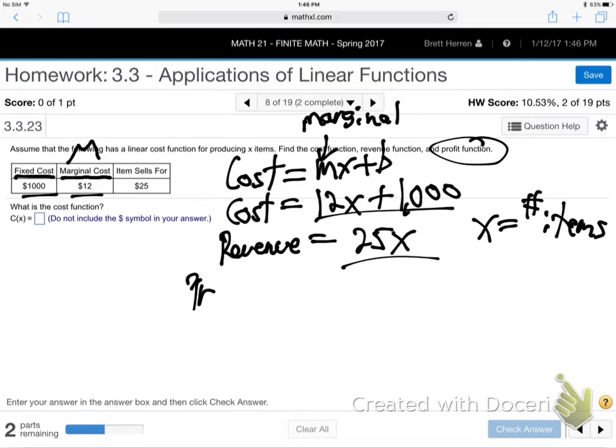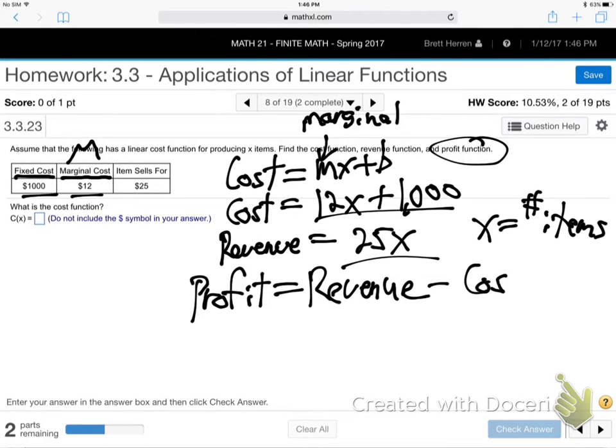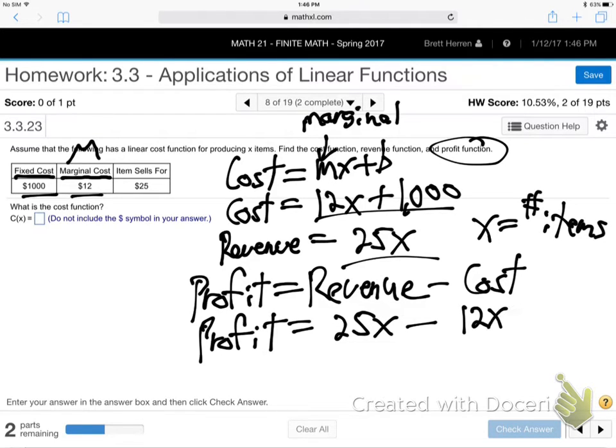Profit is always, whoops, that's not a P there. So profit is always revenue minus cost. It's the money that you take in, that's called revenue, minus the money it costs you to produce things. So the profit function will be the revenue function, 25x, minus the cost function. Now the cost function is 12x plus 1,000. You've got to subtract both parts.